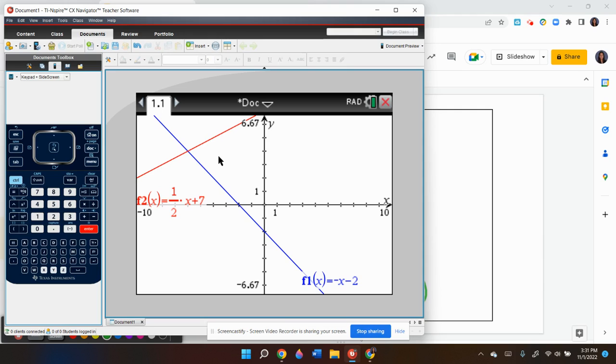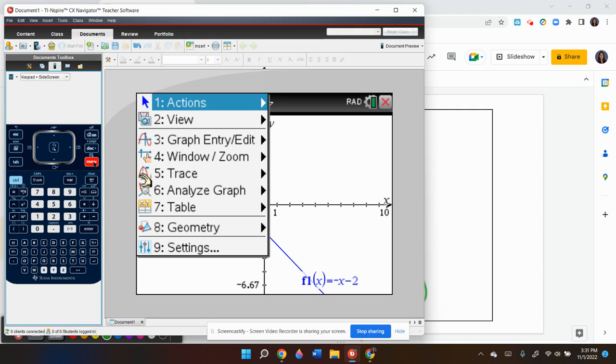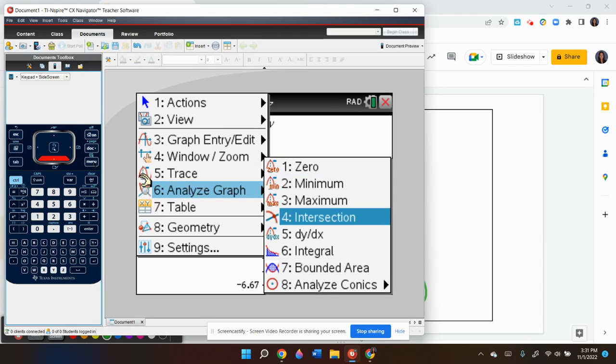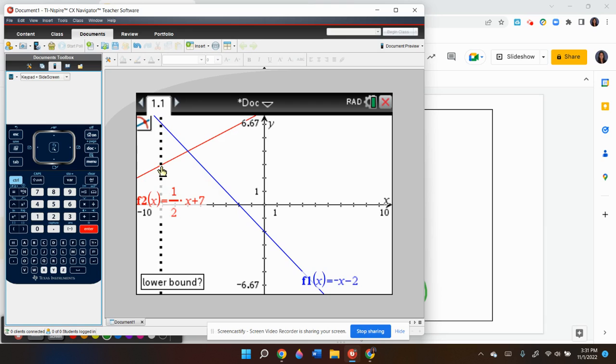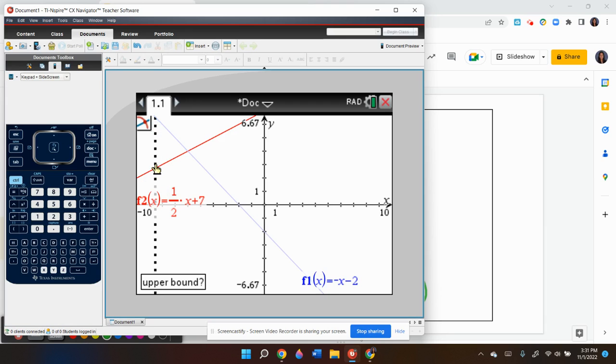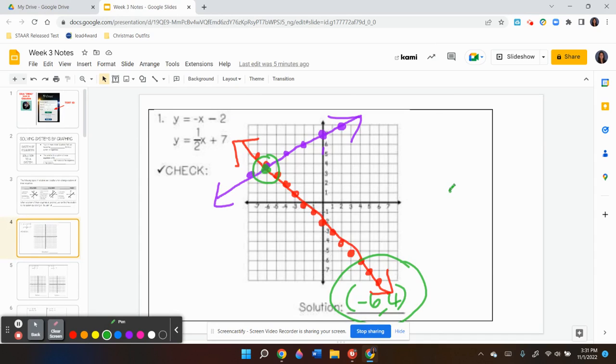To do that, you're going to click menu, and then go down to 6, analyze graph, and 4, intersection. You're going to go to the left side of your graph and click the center button, drag across, and notice that I'm just shading this area. In the shaded region, it is telling me the point of intersection, which is negative 6, positive 4. So again, if you want to write yourself a note off to the side for number 1, put: menu, 6, 4.